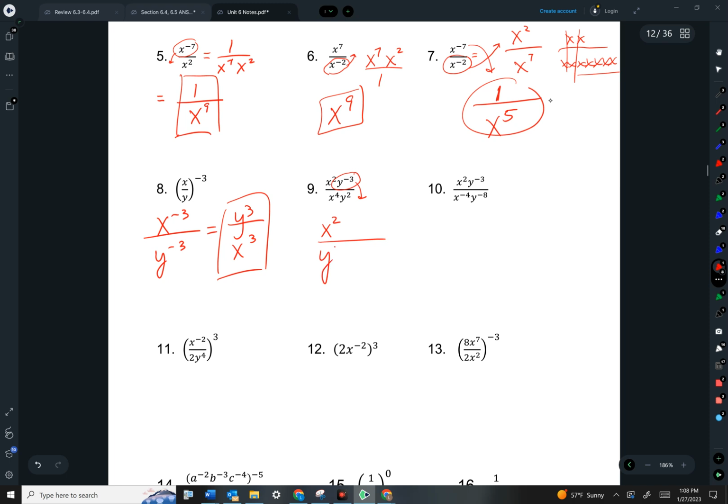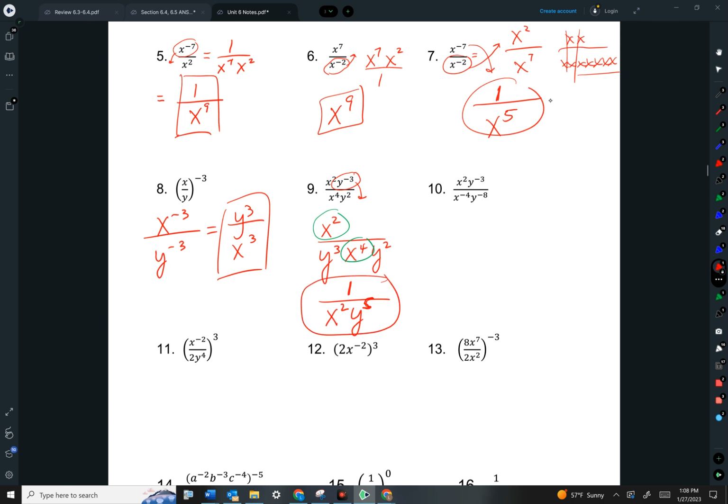So here's the y to the 3rd that I moved down. There was already an x to the 4th down there that can stay, and there was already a y squared down there that can stay. So now let's look at one letter at a time. Let's look at the x's. Well, if I subtract my exponents, I'm going to have an x squared in the denominator. And then since the y's are both in the denominator, I could add those exponents to get y to the 5th. And then there's nothing left in the numerator, so it's just a 1.